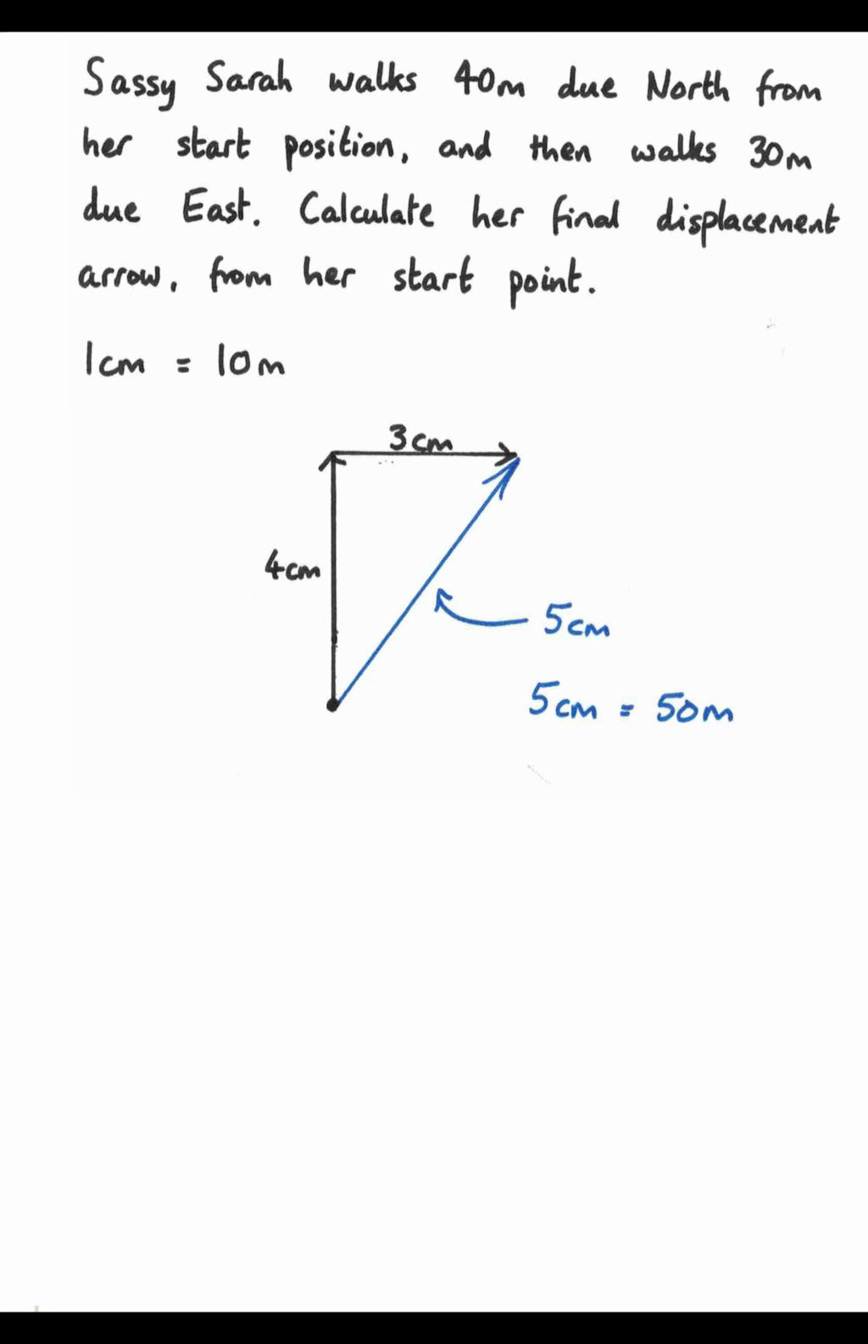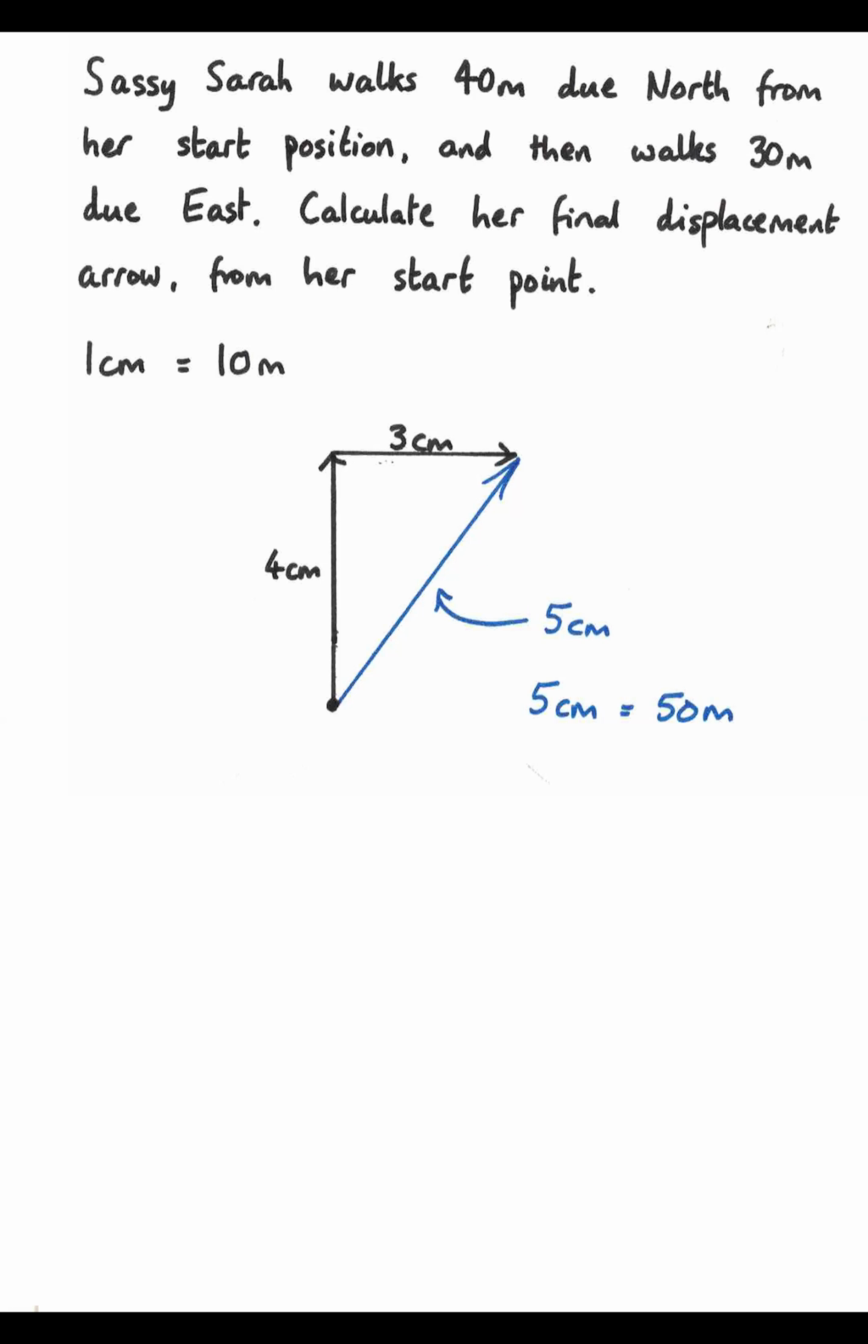Sassy Sarah moves 40 meters due north from her start position, then 30 meters due east. Find the final displacement arrow from her start point. First of all, work out a scale which will mean your arrows will fit on the page. Here, 1 centimeter equals 10 meters would be sensible. So now we draw an arrow 4 centimeters straight up. Do it neatly and accurately. And then an arrow 3 centimeters east. The final displacement arrow is then drawn from the very start point to the very end point.